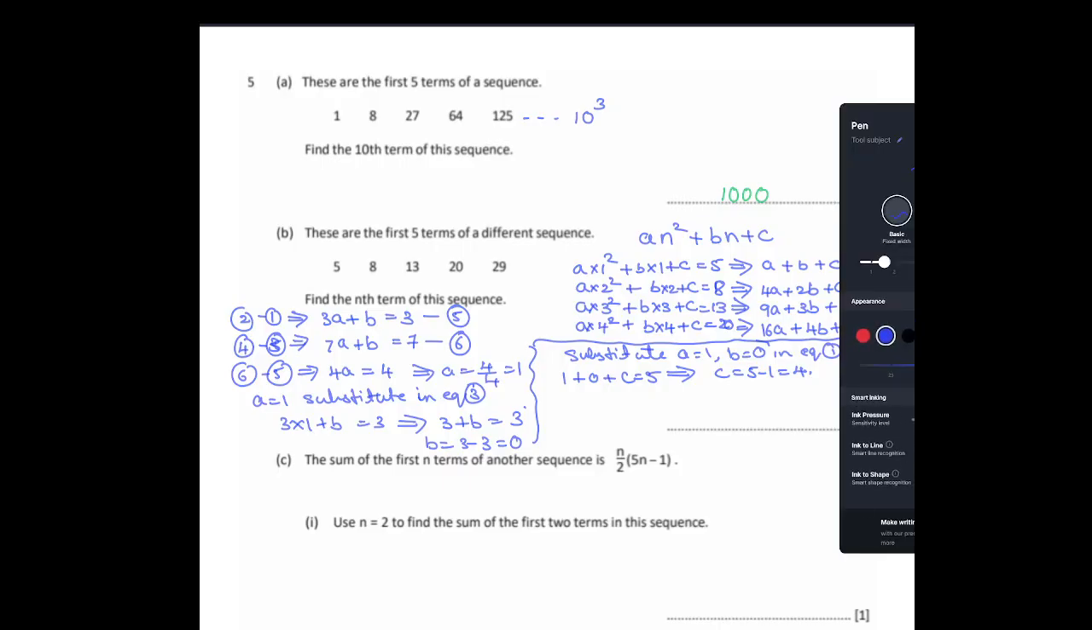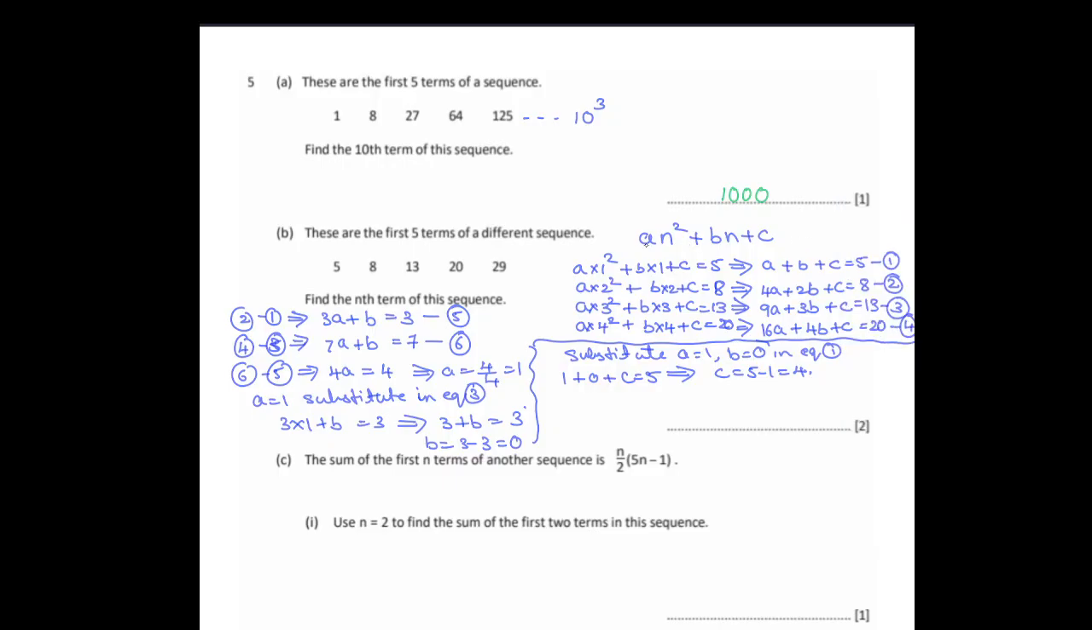Using this general term for nth term, a n square, that means 1 into n square, that is n square, plus b into n, that is 0 into n, will not be there, 0 into anything is 0. Then c is 4, so n square plus 4. This is the nth term for this sequence. Question number B is done.